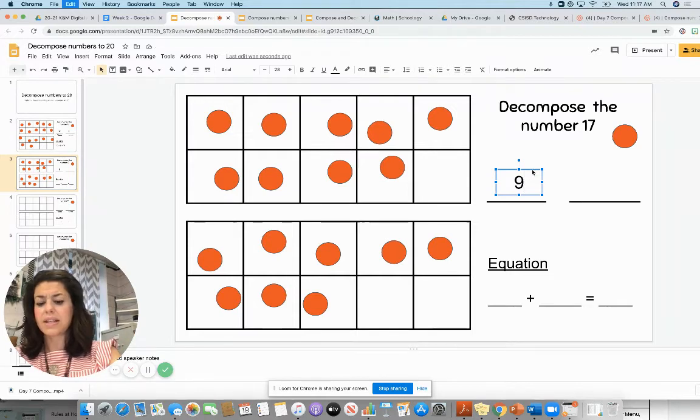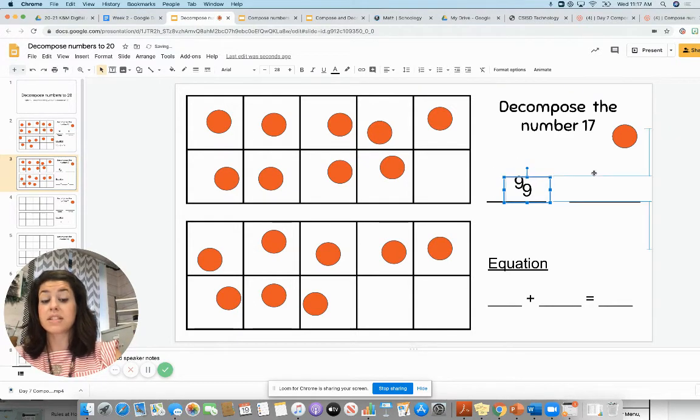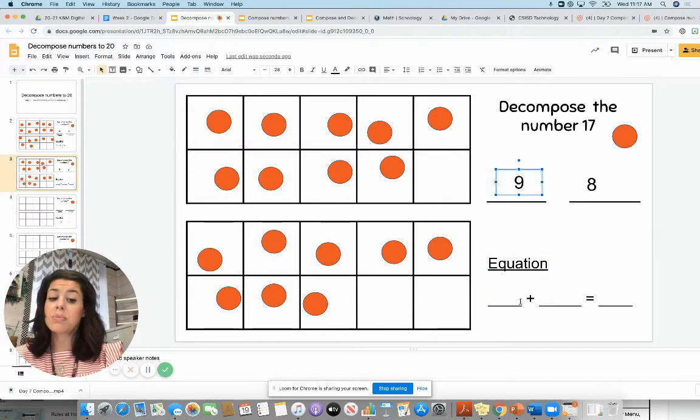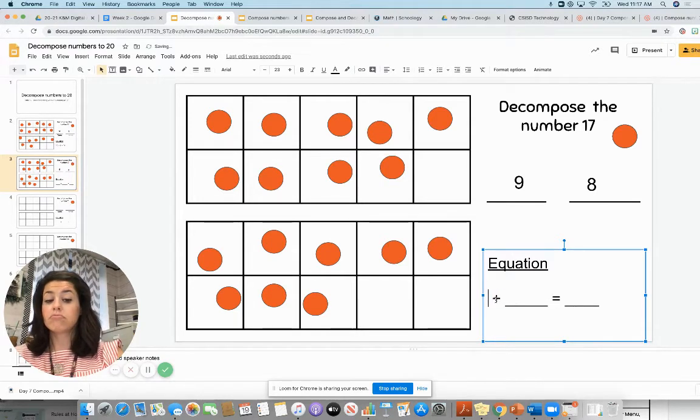Is that okay? Is that the same? Does it still get me to 17? Because I'm decomposing. When you decompose, you can break numbers apart in different ways and use those numbers. If I was to put it in an equation, what would I use? 9 plus 8, 9 plus 8 equals 17. So I'm decomposing the number 17.